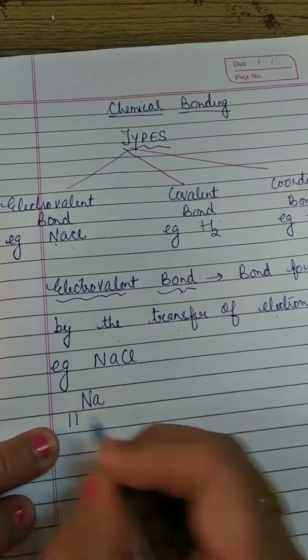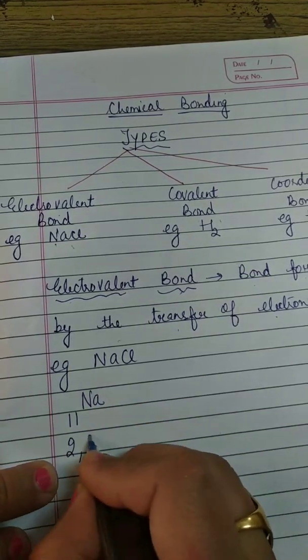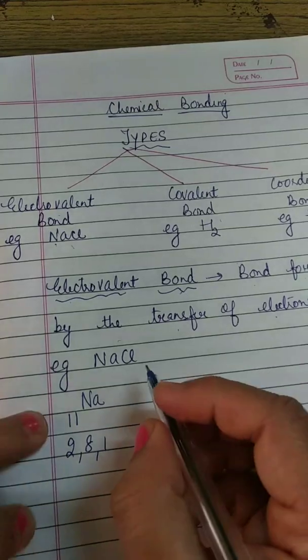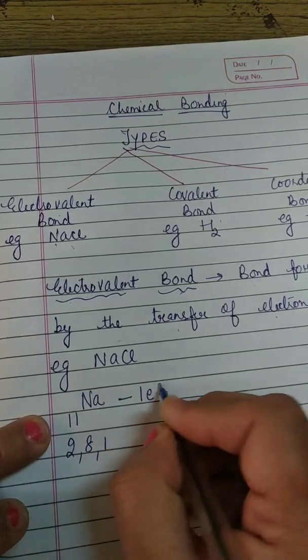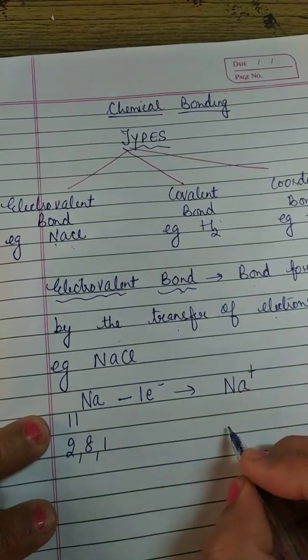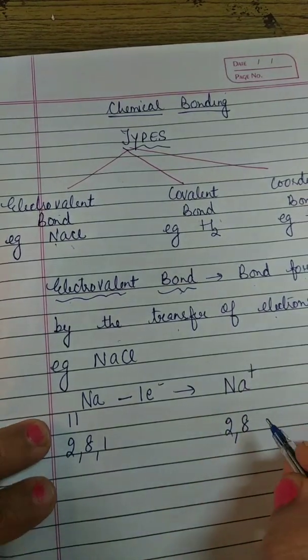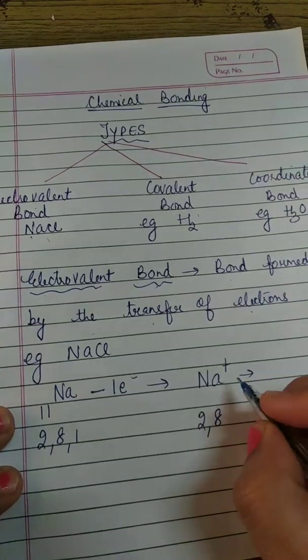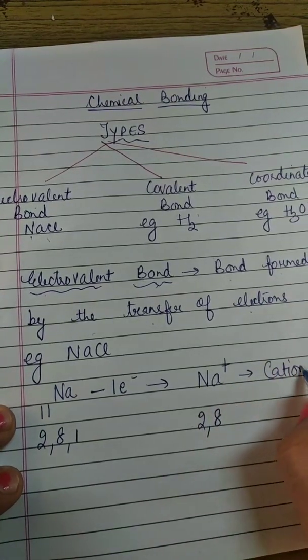In NaCl, sodium, atomic number 11, has electronic configuration 2, 8 and 1. In order to become stable, it will lose one electron and form a positive ion having configuration 2 and 8. This positively charged sodium ion is known as cation.